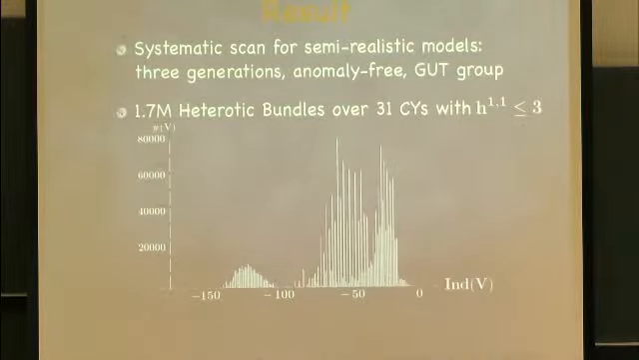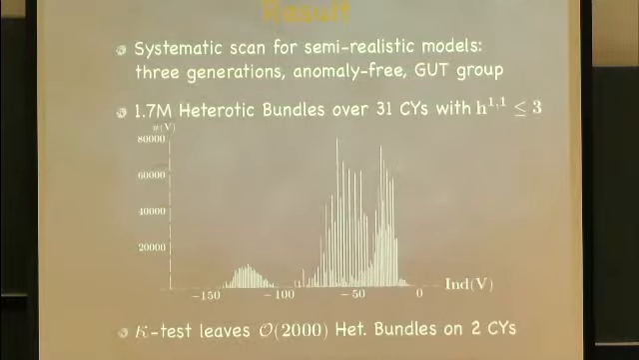So here is the result. We have undertaken a systematic scan for semi-realistic models, where semi-realistic means 3 generations, anomaly freeness, and GUT group nature. We have constructed about 1.7 million heterotic bundles over 31 Calabi-Yau three-folds. And here is the statistics of the bundle indices. As you can see, for the majority of them, the indices are pretty large compared to 3. Indeed, after you impose some necessary conditions for the group order kappa, we are only left with about 2,000 heterotic bundles on 2 Calabi-Yau three-folds. And these will be the surviving models we have.